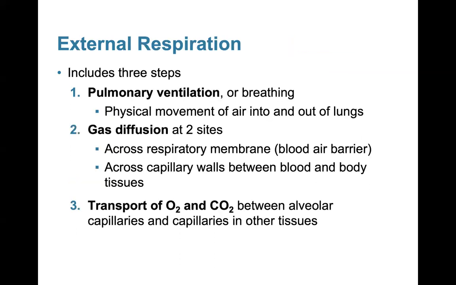External respiration includes three steps: pulmonary ventilation, or breathing. This is the physical movement of air into and out of the lungs. Gas diffusion occurs at two sites: across the respiratory membrane, which is the blood-air barrier, and across the capillary walls between the blood and the body tissues. And then you also have transport of oxygen and CO2 between the alveolar capillaries as well as capillaries to other tissues. This is going to be accomplished by the cardiovascular system.